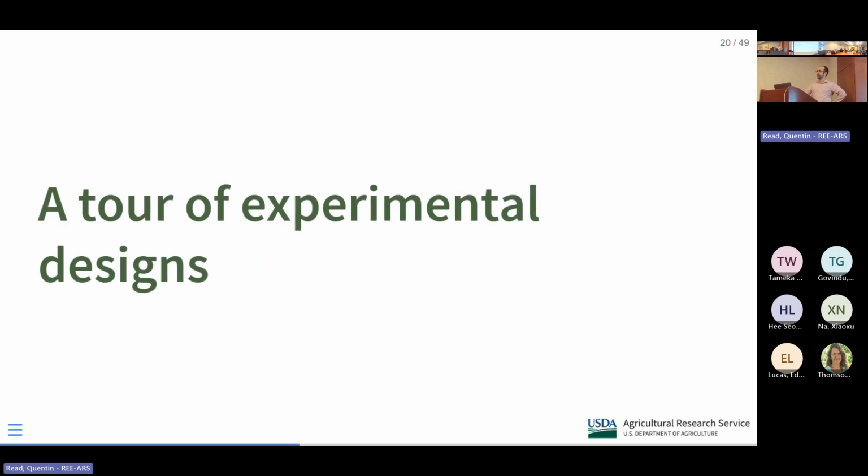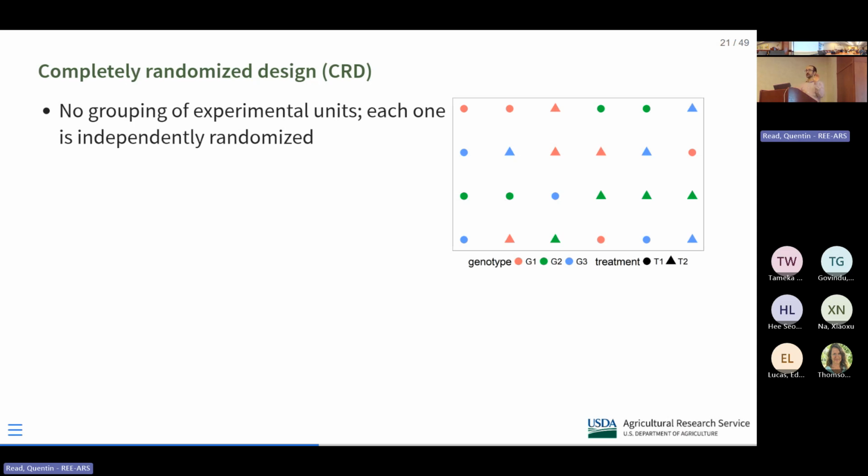So I will go over a few different designs. This part is maybe not as relevant to you all if you're doing a lot of lab studies, so I'll kind of gloss over this, but it is very important for people doing field experiments. The simplest experimental design is a completely randomized design, or CRD. There's no grouping of experimental units. Every single experimental unit is independently randomized.